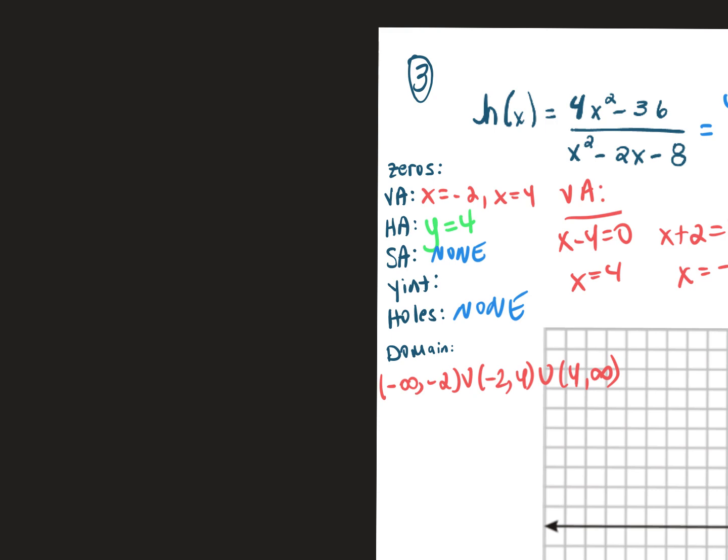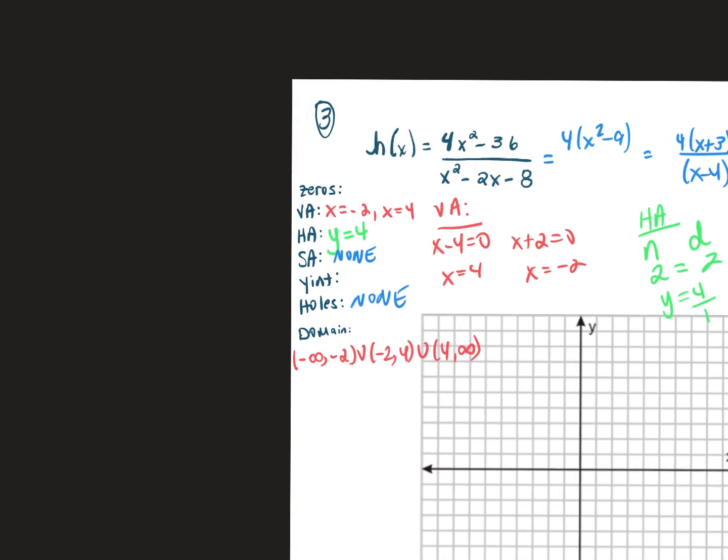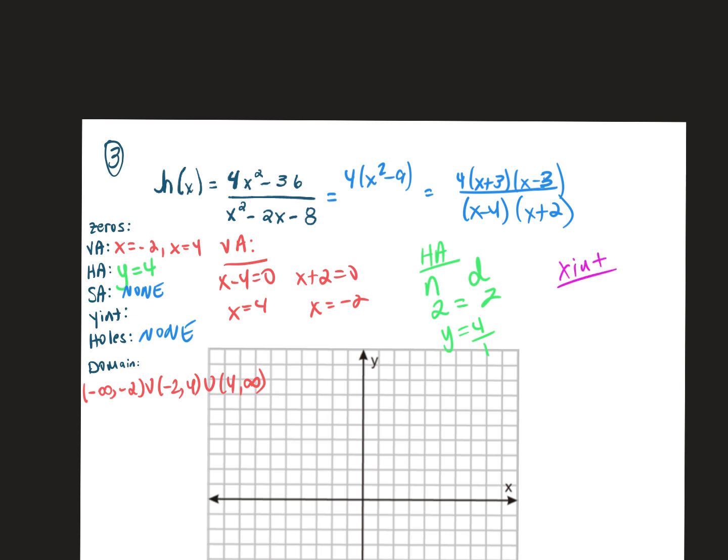Now we're going to find our intercepts. Guys, there's 2 different processes for finding the intercepts. For the x-intercept, we set the numerator equal to 0. Just the numerator. So you have 4 equals 0, x plus 3 equals 0, x minus 3 equals 0. Does 4 ever equal 0? No. So here I have x equals negative 3, and I have x equals positive 3.